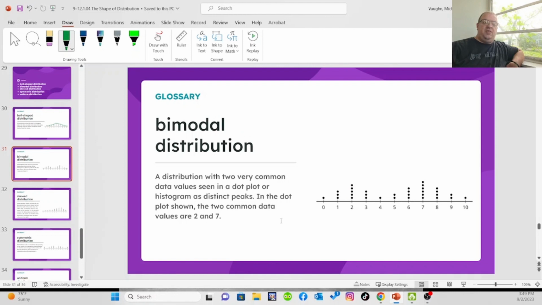Bimodal distribution is a distribution with 2 very common data values seen in a dot plot or histogram as distinct peaks. Remember, bi means 2, mode means the peak, the number that has the most results. So in this dot plot shown, the 2 common data values are 2 and 7. So this is one mode, this is the second mode, and therefore it is bimodal.